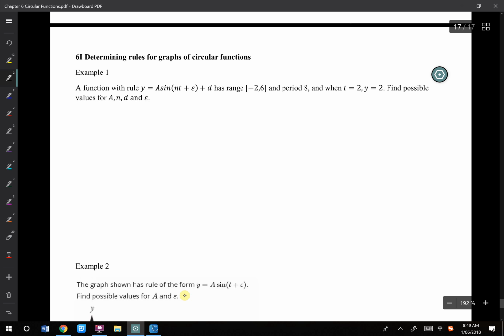Okay, I want to determine the rules for the graphs of circular functions. Just be careful here. The most important thing is the amplitude. For the amplitude, A can be negative.